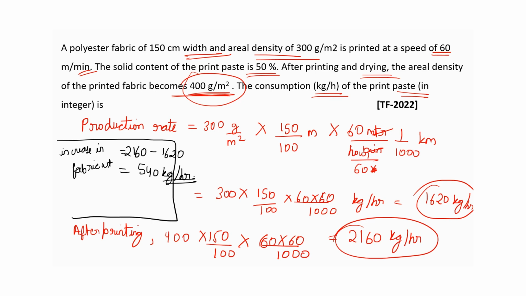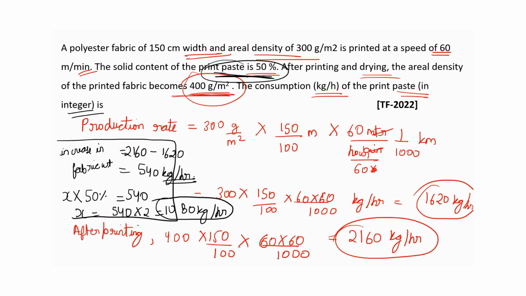Also it is given that the solid content of the print paste is only 50%. That is, only 50% of the paste is solid content. So how much will be the consumption of the print paste? Let the consumption be X. The total weight X into 50% comes out to be 540. So when you solve, 540 into 2, the weight will come out to be 1080 kg per hour. The consumption in kg per hour of the print paste in integer is 1080.